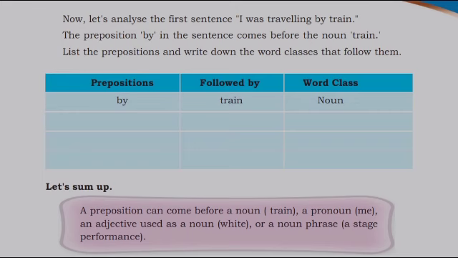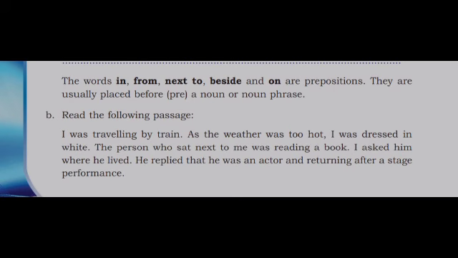Let's go through that. Next sentence. As the weather was too hot, I was dressed in white. Here, which is the preposition? In. It is followed by the word white. And the word class: white is here an adjective. I was dressed in white. White is describing the noun, that is, an adjective. The word class is adjective.